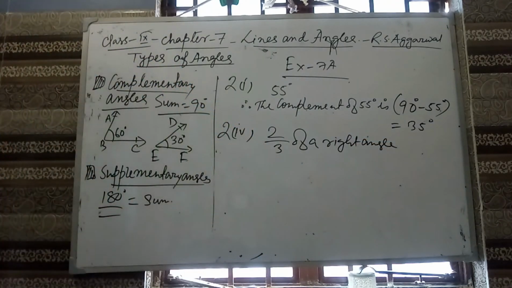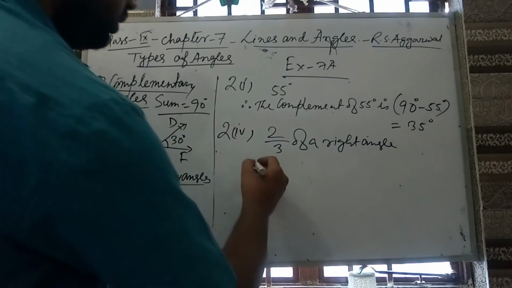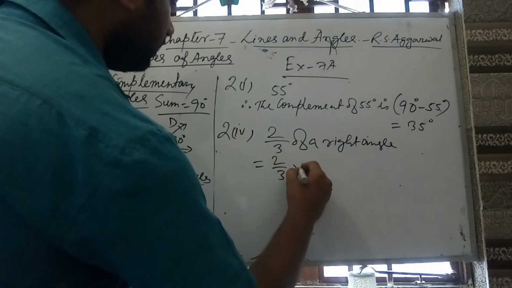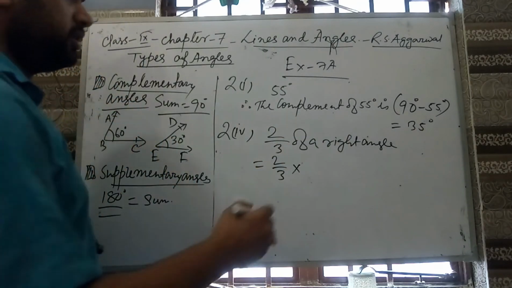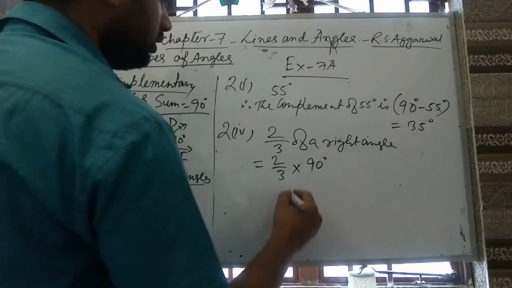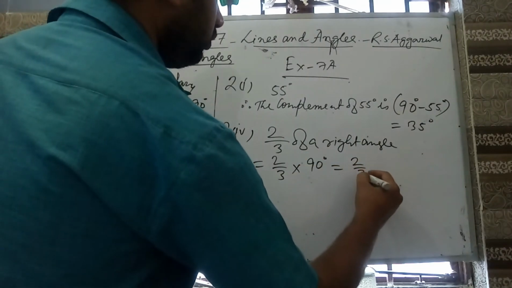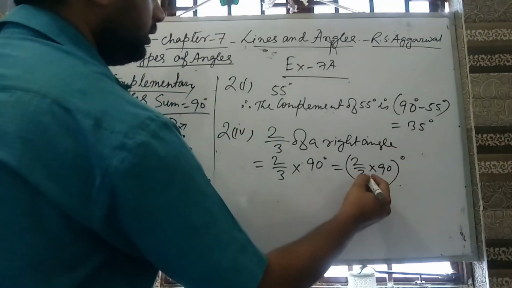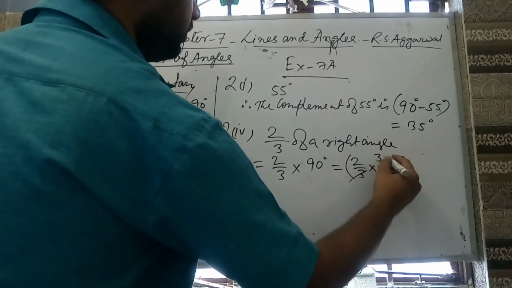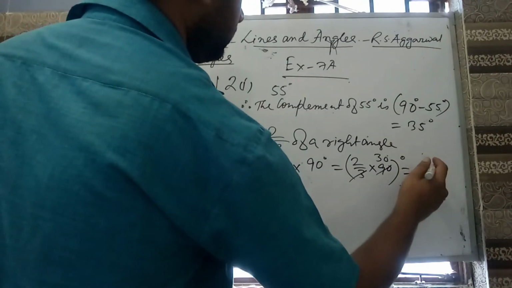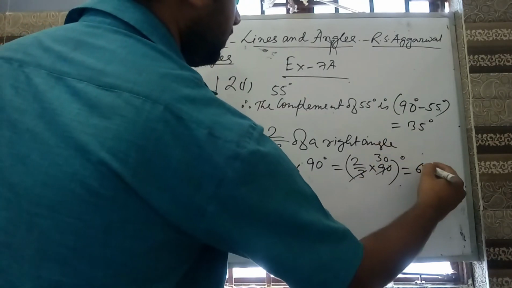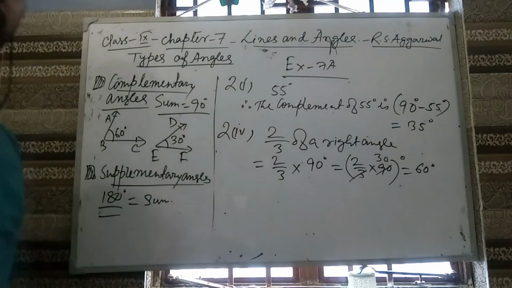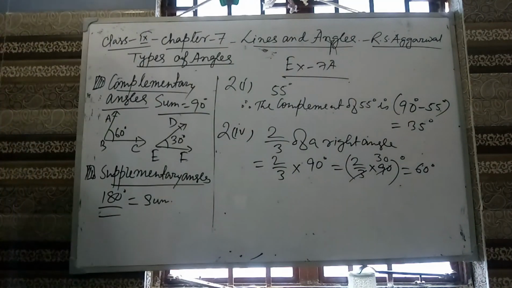Now 2/3 of a right angle means 2/3 of, which means product; right angle means 90 degree. So it will be 2/3 of 90 degree. So 30 times 2, that is 60 degree. So 60 degree is the angle whose complementary angle we have to find out.